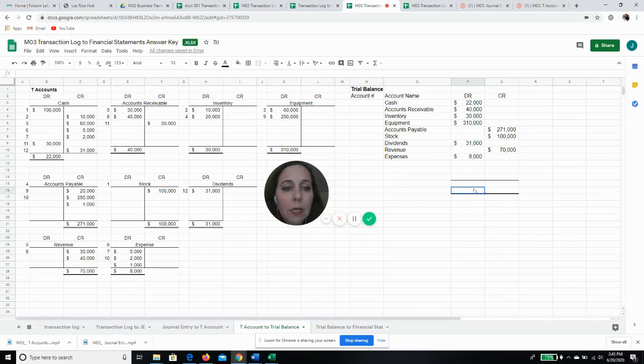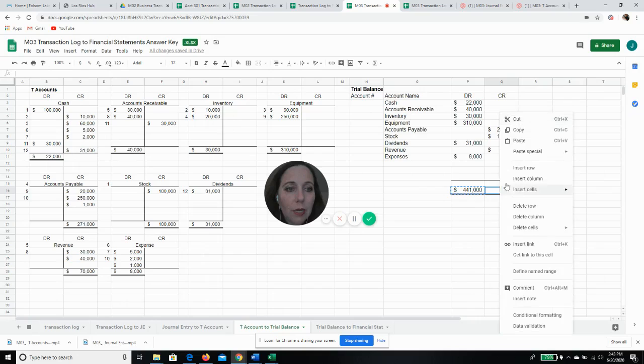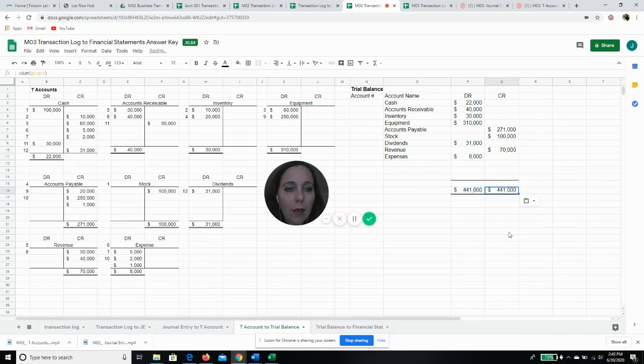Okay, but anyway, let's assume that I don't know yet if I equal, so I'm just going to use my sum function, and I'm going to sum everything up. And then I'm going to right-click and copy, and right-click and paste. Okay, so now my debits are 441,000 and my credits are 441,000. They equal, so I am in good shape. All right, hopefully you're there with me too. And that's going to be it for the trial.